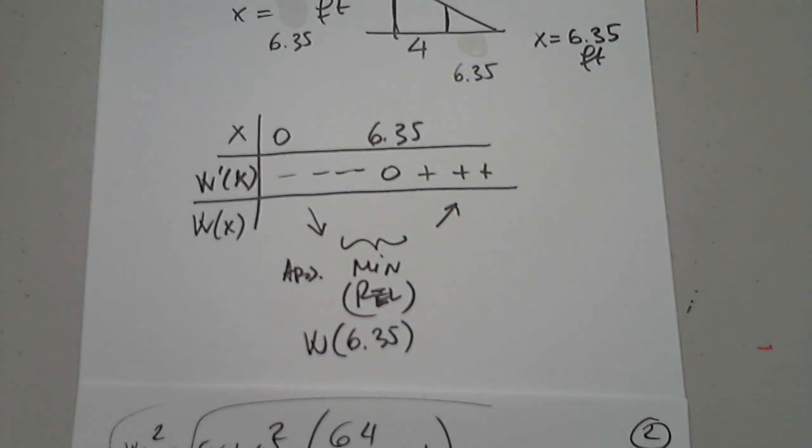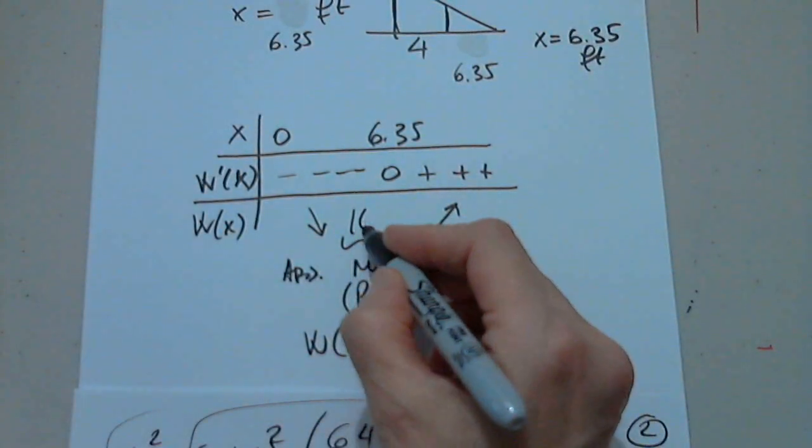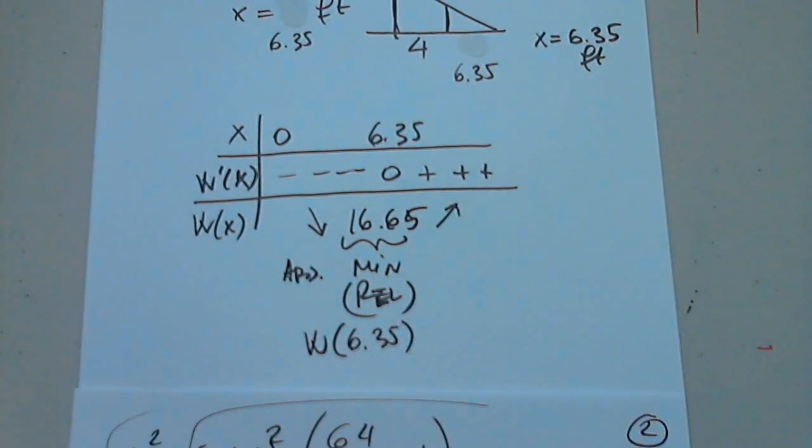And when I press enter, I will get the length of the ladder, the minimum length of the ladder that will reach over the fence and touch the wall. And this is the minimum possible ladder that will do that. 16.65. So this is 16.65 feet.